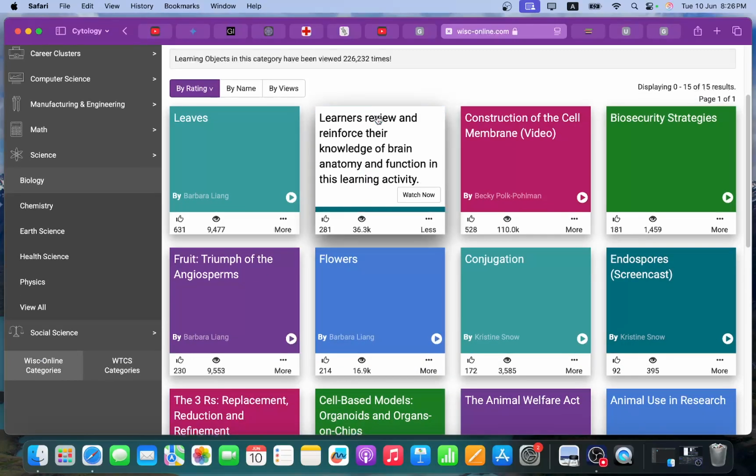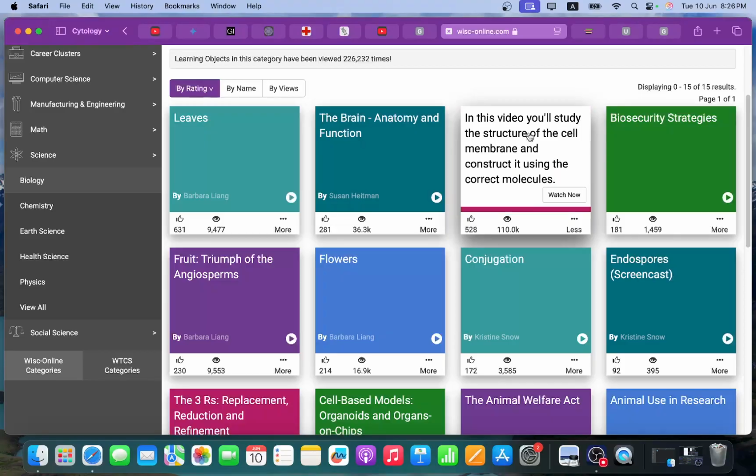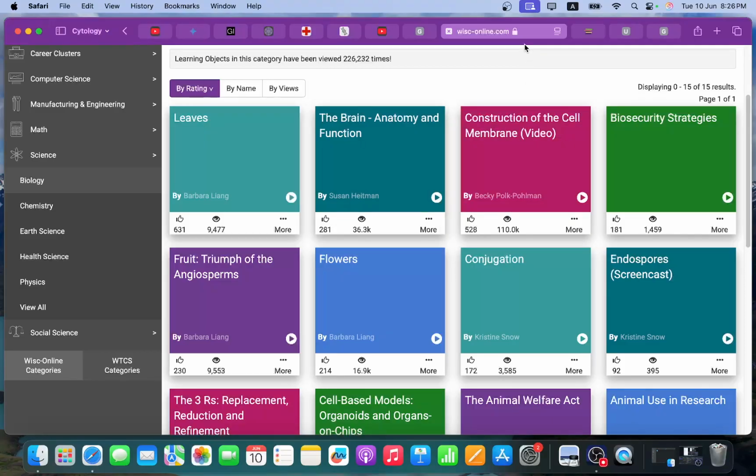Brain anatomy, construction of cell membrane. I think I just did this. Review study. I think I did this, right? I think I did this.